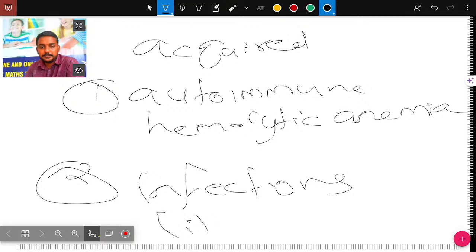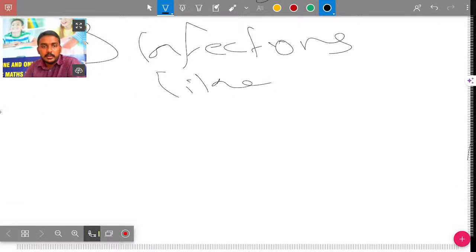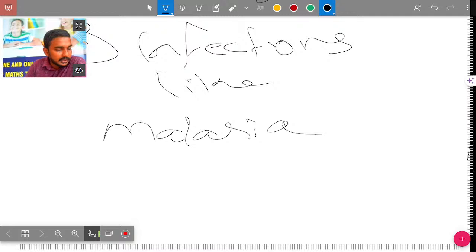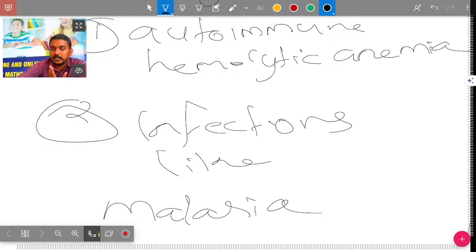Infections like malaria. So the first one is autoimmune. Acquired means autoimmune diseases are also included under acquired, and autoimmune diseases like autoimmune hemolytic anemia, and the second one is infections like malaria.